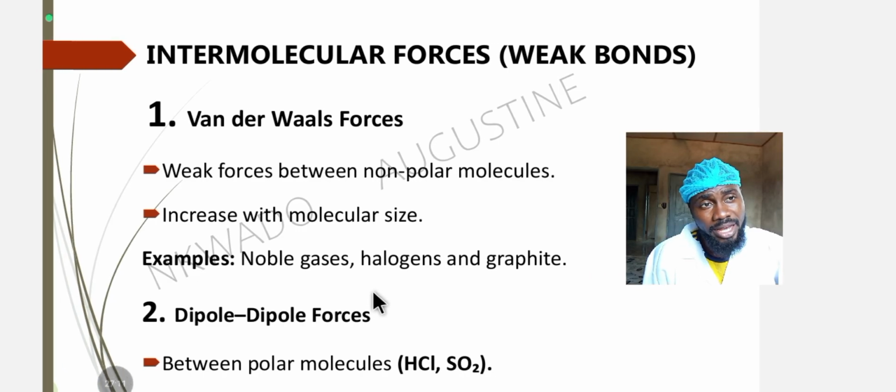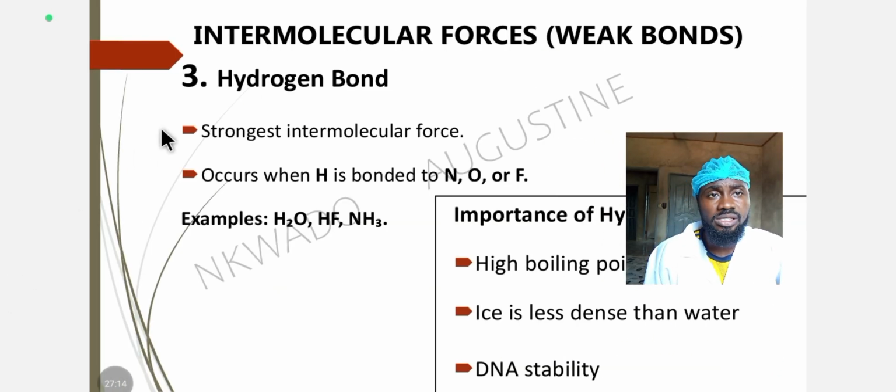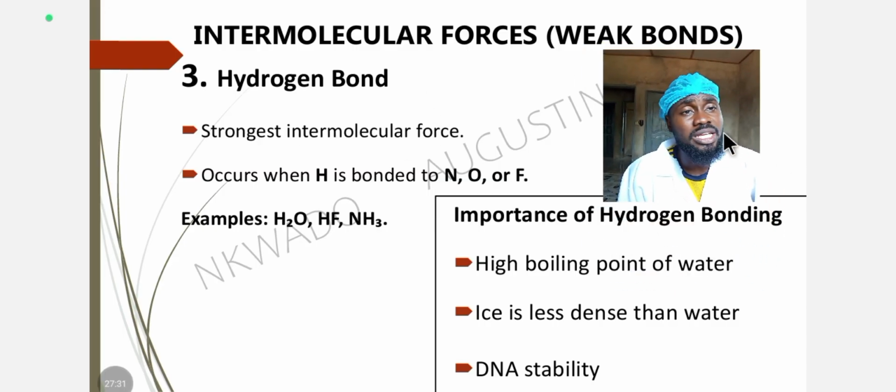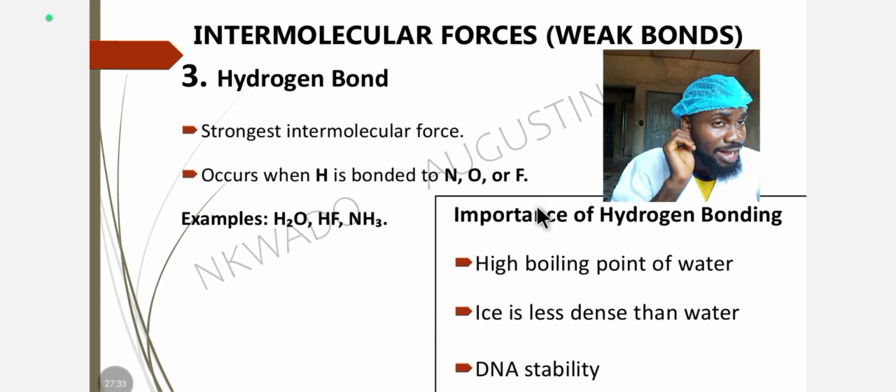Now let's look at the third one under the weak intermolecular forces. The third one is the hydrogen bond, and the hydrogen bond is still under the weak intermolecular forces. It's the force of attraction between molecules of a substance, and is the strongest weak intermolecular force among all of them. Hydrogen bond is the strongest, and you have to know that for a fact for your exam.